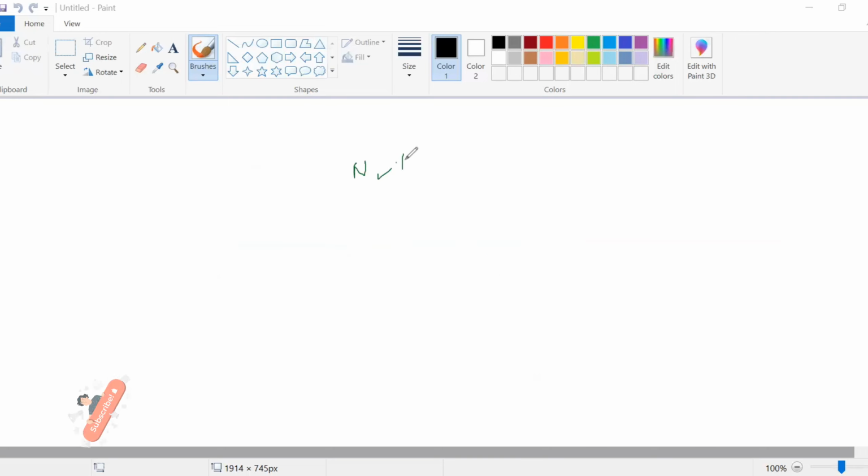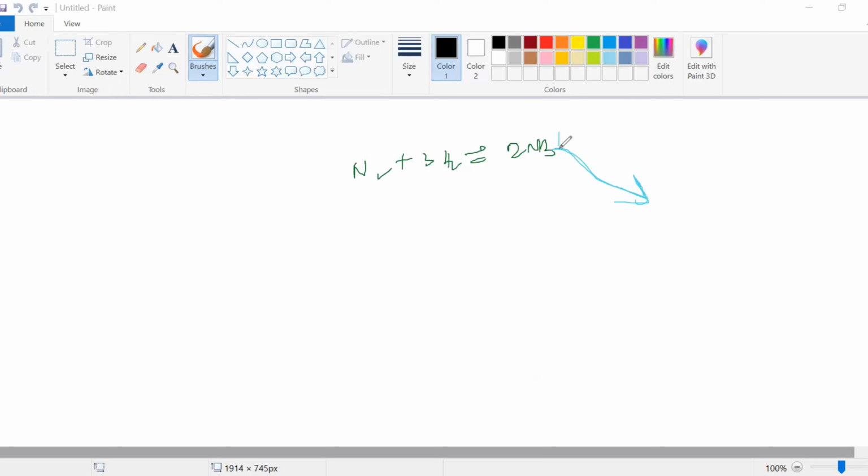Suppose you are taking this reaction N2 plus 3H2 is equal to 2NH3. Now you are lifting the hood, you are taking this closed system, and you are taking out ammonia as it's formed. Taking out ammonia, in which direction will the equilibrium shift? Tell me. To the right.